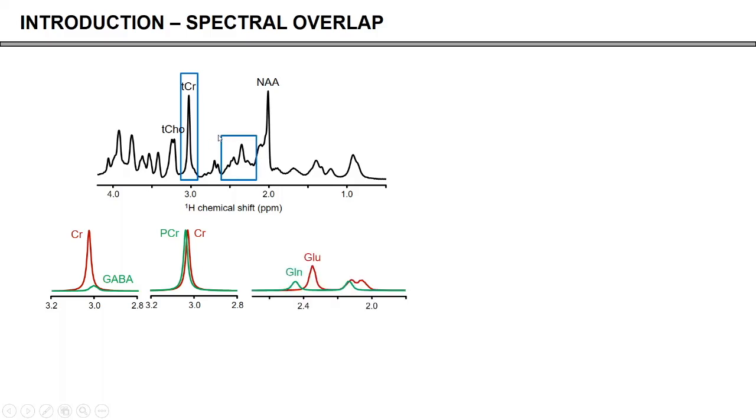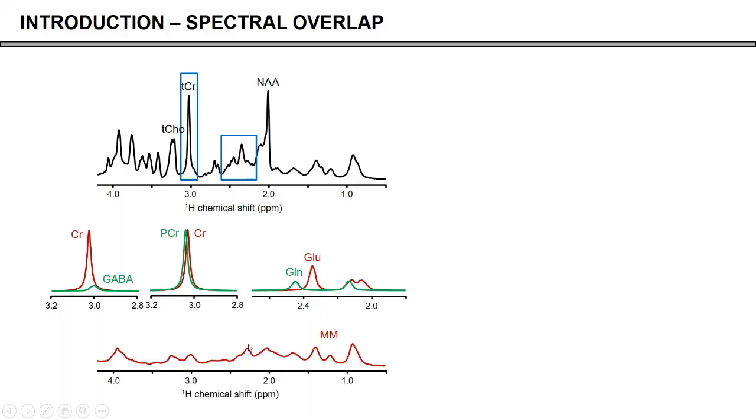In another part of the spectrum, you have glutamate and glutamine. They are partially overlapping on the 4 position. In the 3 position, they overlap much more. And then in addition, underneath this spectrum, there is a macromolecule contribution that basically overlaps with almost all of the metabolite signals.